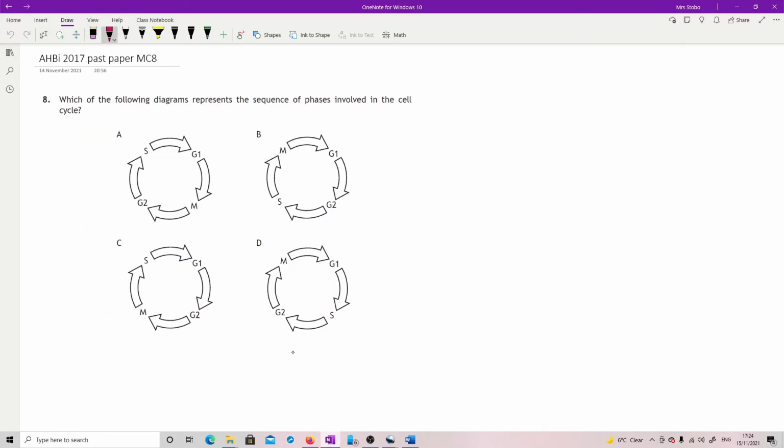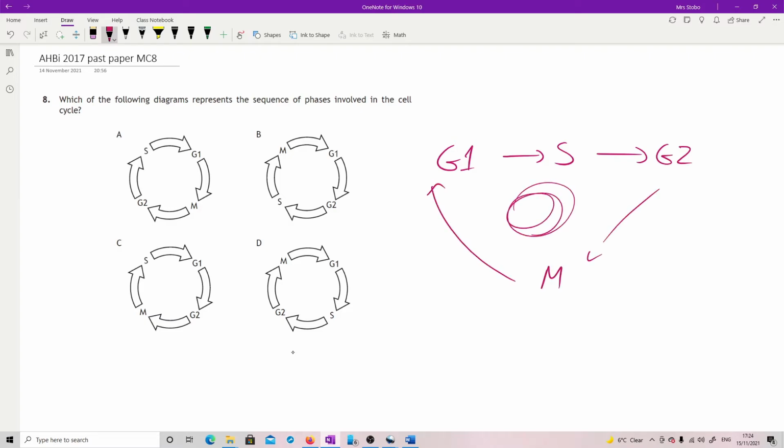Question 8. Which of the following diagrams represents the sequence of phases involved in the cell cycle? You just have to know this, so you just have to figure out which one's going in the right direction. It goes G1 to S to G2 to M, back to G1. And this just cycles round and round, so we just need to find one that fits. Let's start with A. We've got S goes to G1, so that's wrong. We've got B, where M goes to G1. Okay, we're doing all right. To G2, nope. For C we've got S goes to G1, which is wrong, and D goes M to G1 to S to G2.